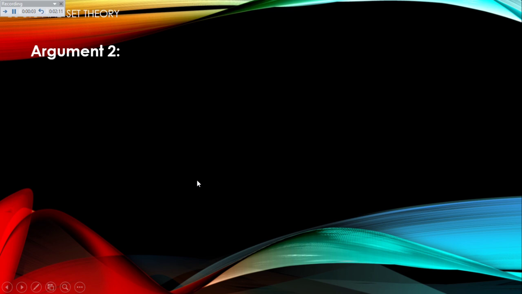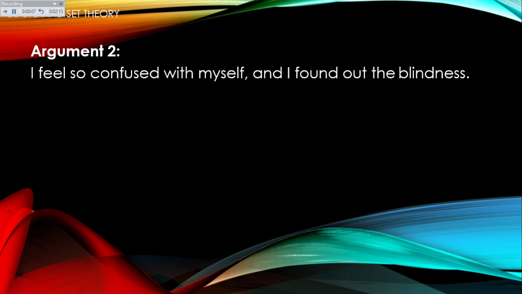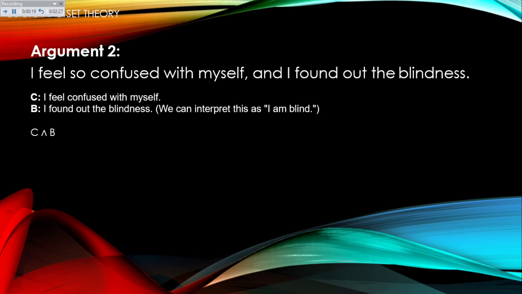How about argument 2? I feel so confused with myself and I found out the blindness. So let's identify the distinct propositions within the sentence. So C is derived: I feel confused with myself. Then B: I found out the blindness. So we can interpret this as I am blind.